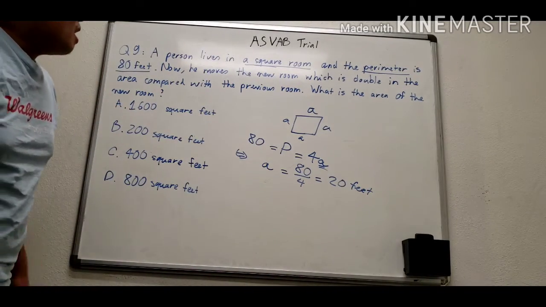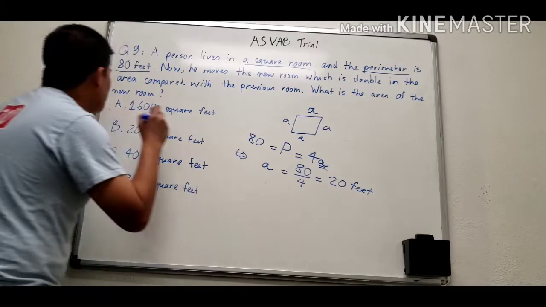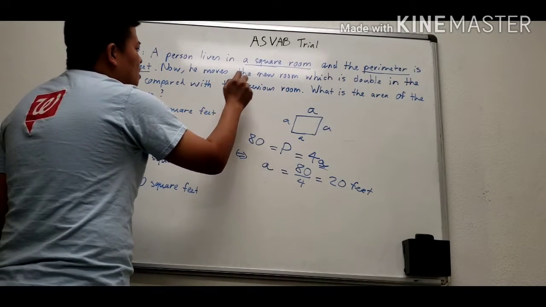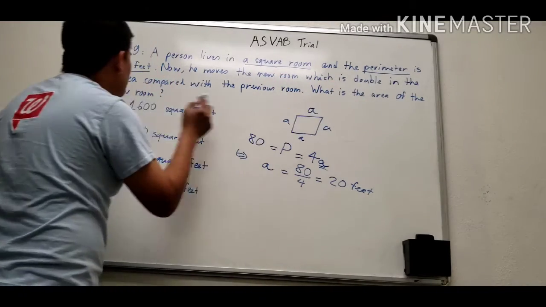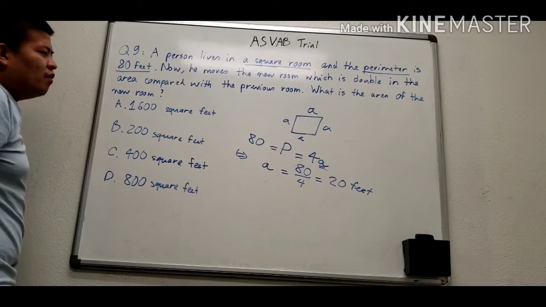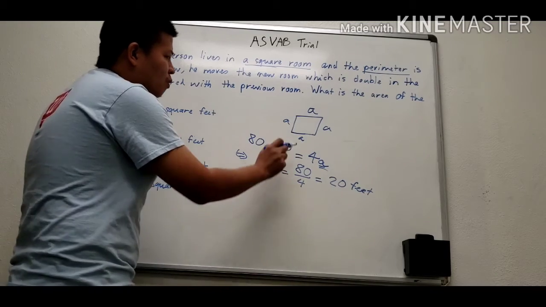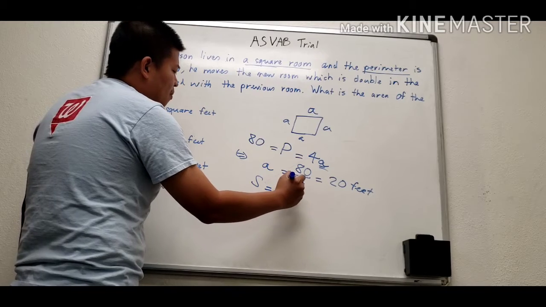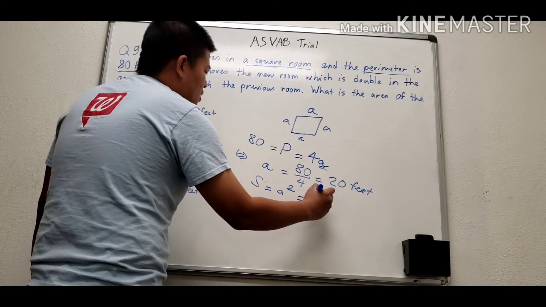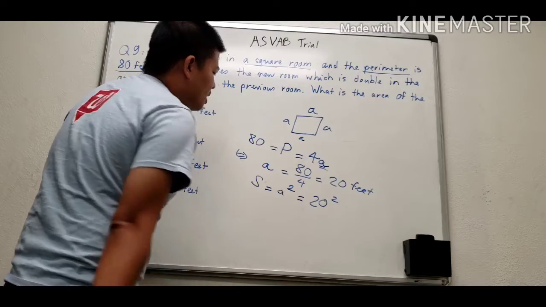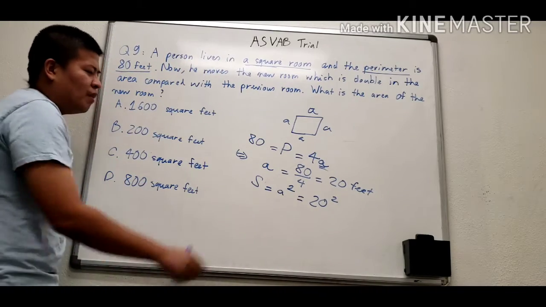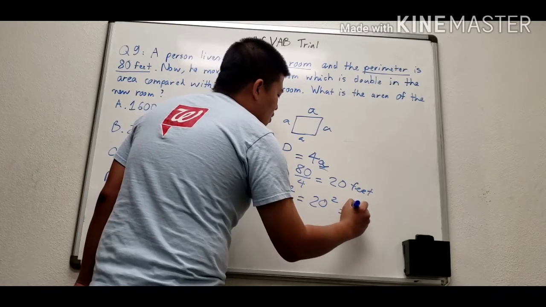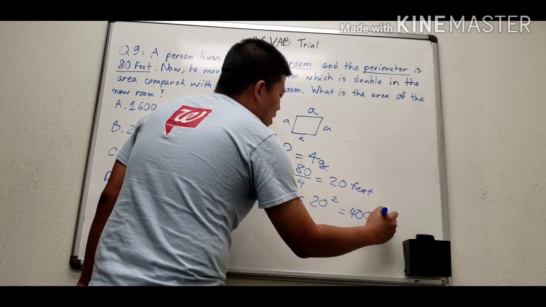The question asks what is the area of the new room, but on this one they say that the new room is double the area compared with the previous room. It means that we multiply the square, equal to a power 2. So that's 20 power 2, because a multiplied by a is a power 2, and we got about 400 square feet.